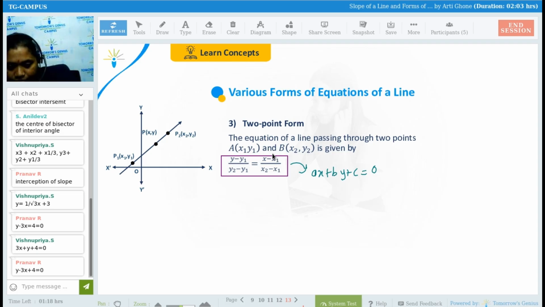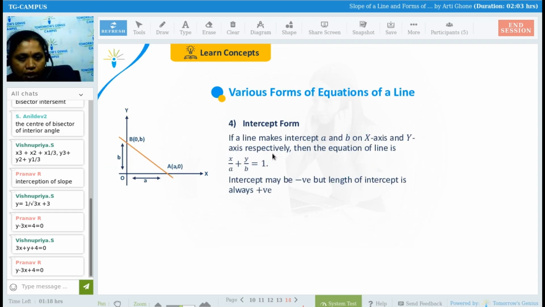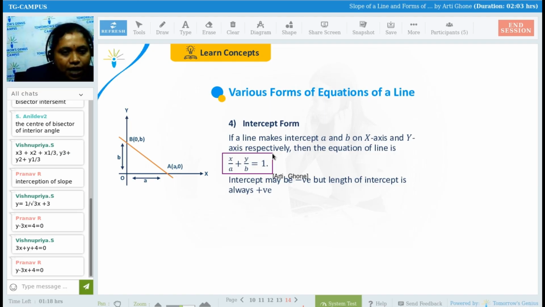Okay. Now intercept form, if it is creating both the x and y types of intercepts. So x intercept is a and y intercept is b. So simple form x by a, x intercept is a distance. So it is x by a plus y by b is equal to 1.